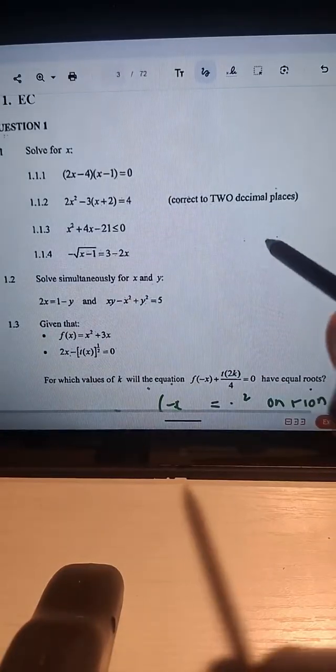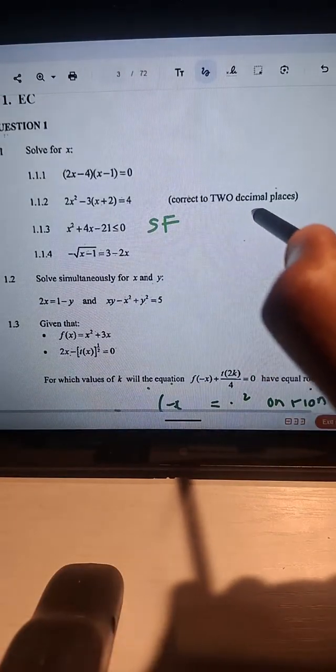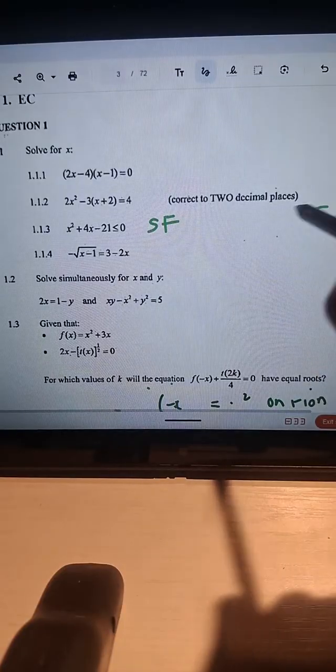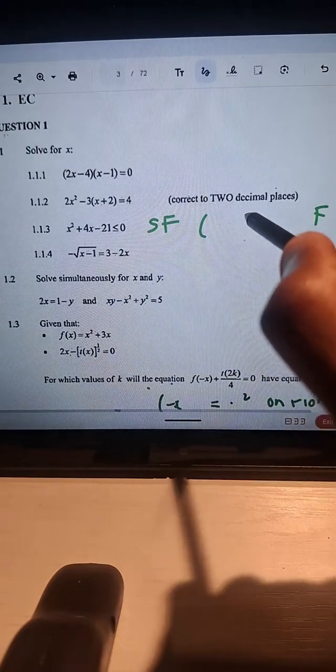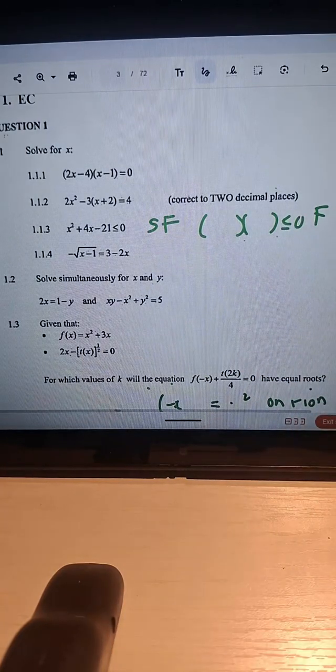x squared plus 4x minus 12 is less than or equal to 0. So that's standard form, because your equation must be in standard form: ax squared plus bx plus c less than or equal to 0. Next, factorize. Next step. That means open the brackets.